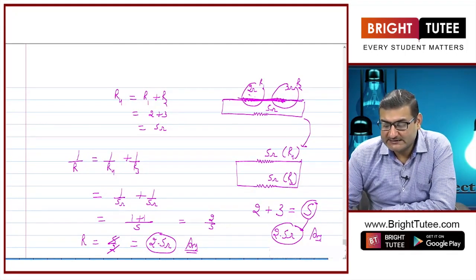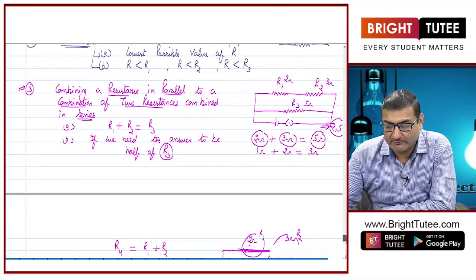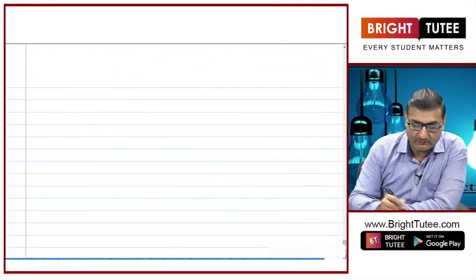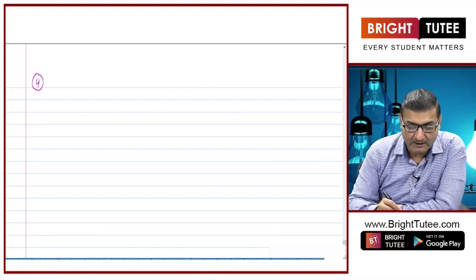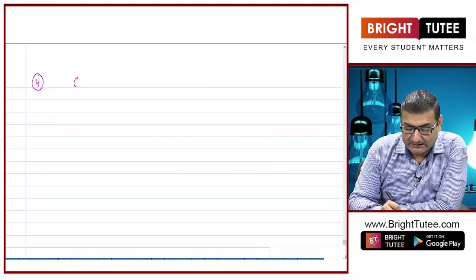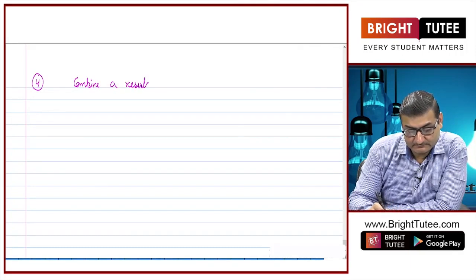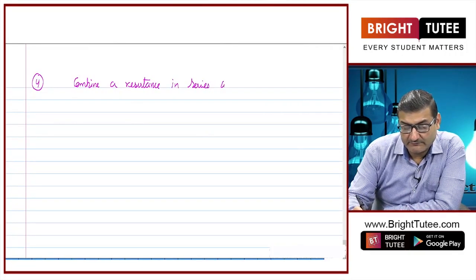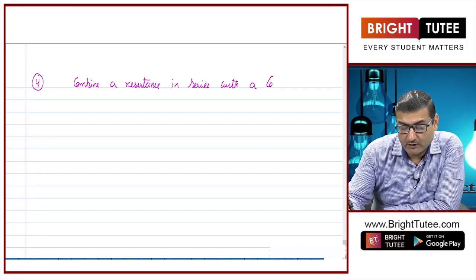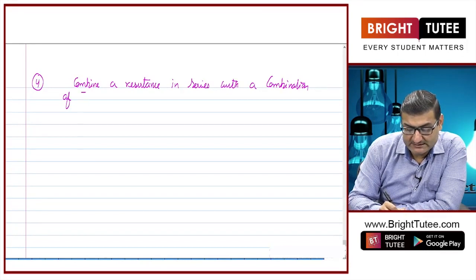And if all these 3 are not working out, we have talked about 3 combinations. If all these 3 are not working out, then in that case we still have an option left. How? Now, we will combine a resistance in series with a combination of 2 resistances in parallel. It is just the opposite of the third one, the third case.